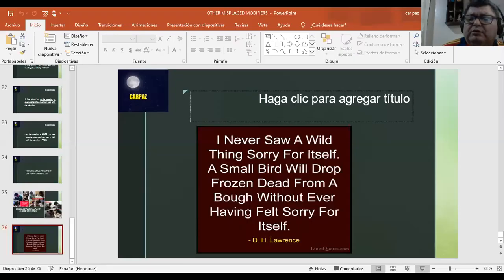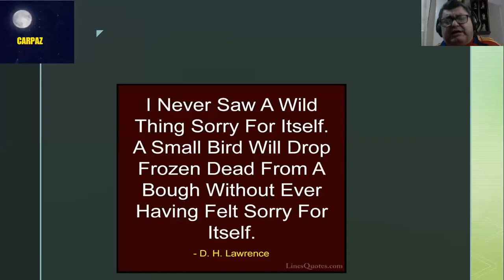I want to finish with this little poem written by D.H. Lawrence. D.H. Lawrence said, "I never saw a wild thing sorry for itself. A small bird will drop frozen dead from a bough without ever having felt sorry for itself." Wild things don't feel sorry for themselves. In these very moments, we have to act as wild things and not feel sorry for ourselves.